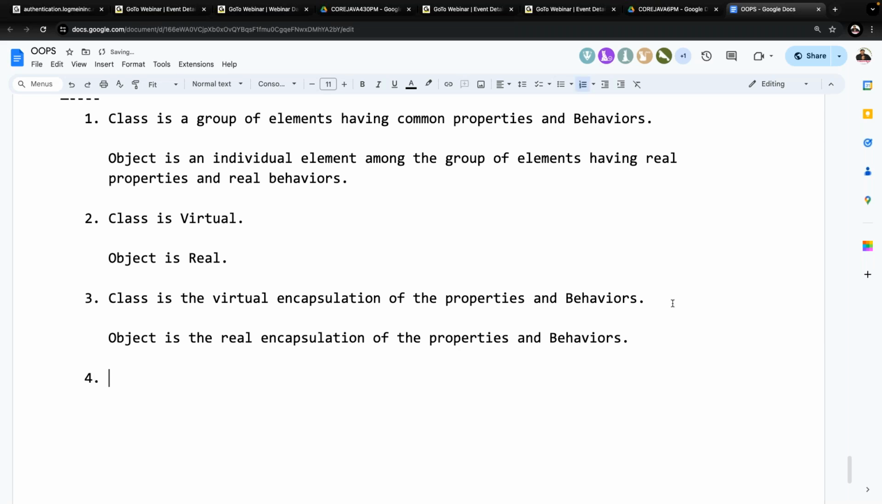Fourth one. Now understand this point here. Again the same example. Person. You are the person. Between these two, which one is a generalization and which one is a specialization? Now tell me.